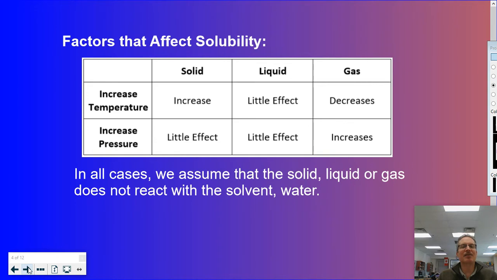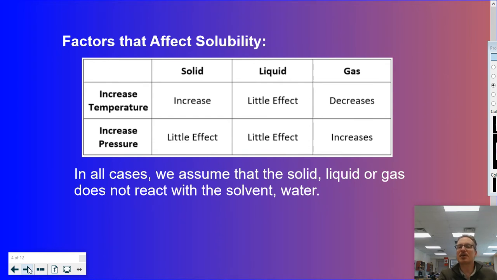Now, gases are very different. I would say the gas is almost the opposite of a solid. When you increase the temperature of a gas, you actually decrease the solubility. So I like to think of this as take a soda. If I leave my soda on the counter compared to I put my soda in the refrigerator, if I leave my soda on the counter where it's warmer, you will notice that it will have less fizz because less carbon dioxide will stay dissolved in it.